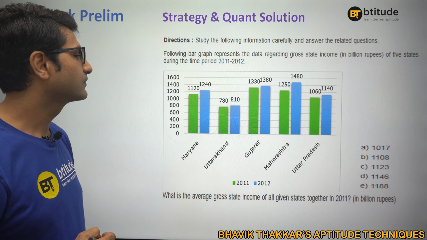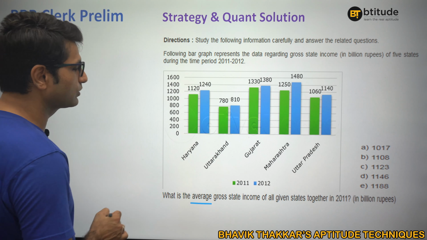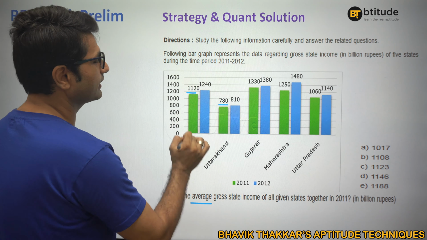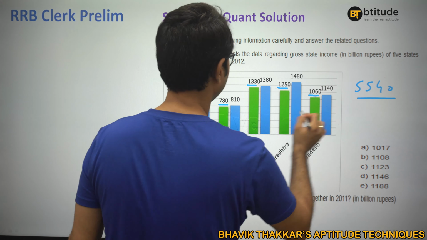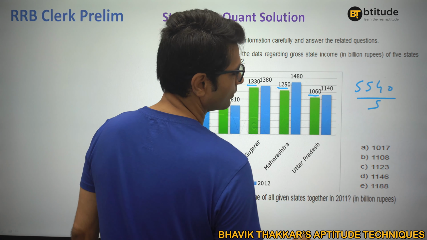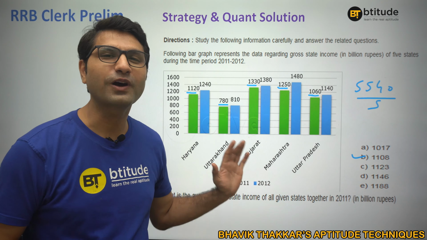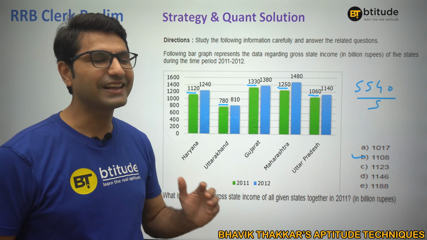The same data, very easy. Average gross state income of the given states altogether, 2011's average. We already did this. 1900, 3230, 4480, 5540. 5540 divided by 5, 1108. There it is. So it all depends upon your calculation here. If your calculation is good enough, look, as you are looking at it, I am hardly taking any time.